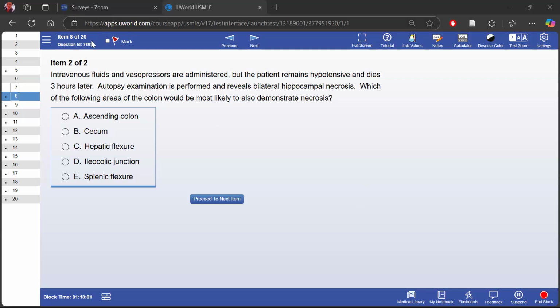And the clue the examiner gave us, number one, we already know from the vignette that this patient is in shock. That is hypotension. So of course, every organ in the body will be hypoperfused. They're not going to get blood flow. All the blood vessels in the body will not get enough blood flow. And then the patient died. After dying, they told us that on autopsy, there's bilateral hippocampal necrosis.